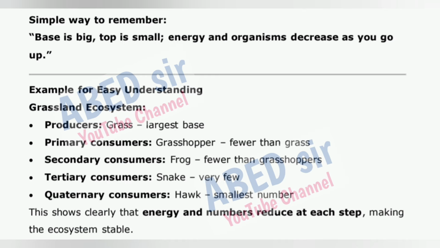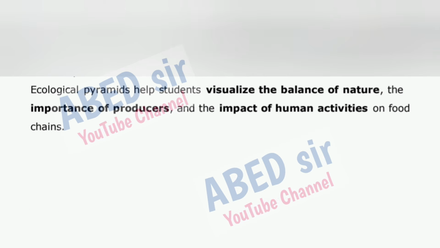Example for easy understanding: grassland ecosystem. Producers, grass, largest base. Primary consumers, grasshopper, fewer than grass. Secondary consumers, frog, fewer than grasshoppers. Tertiary consumers, snake, very few. Quaternary consumers, hawk, smallest number. This shows clearly that energy and numbers reduce at each step, making the ecosystem stable.